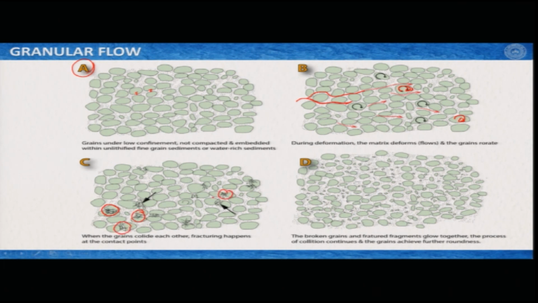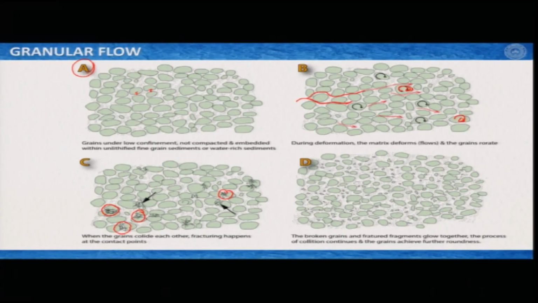So this is how the fractures come into the picture: the grains are rolling, and while rolling they touch each other, and when they touch each other they produce fractures along their contact zones. Now these little tiny grains also contribute to the matrix, and therefore the overall grain size reduces and the flow continues. Then the grains again collide, the grain size reduces further, and so on. So this is the process of granular flow, this is the mechanism that we have learned.